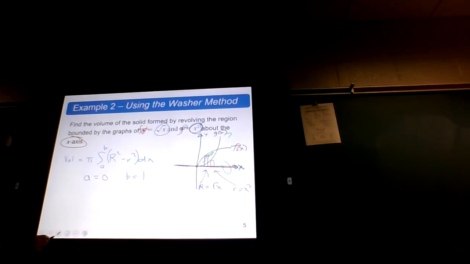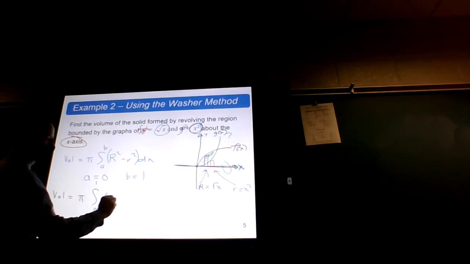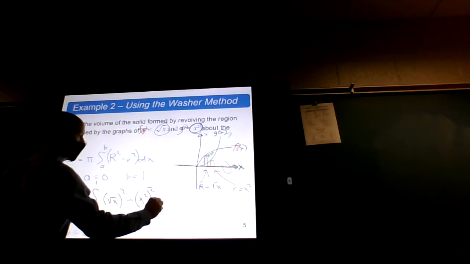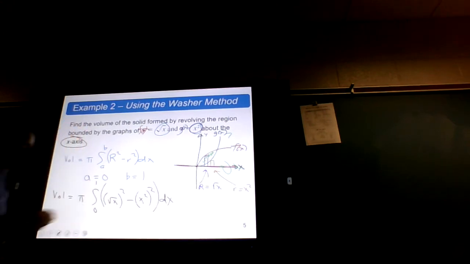Okay, so let's go ahead and work it out. Let's do it in black. So the volume is going to be pi times the integral from 0 to 1 of big R squared. Now, big R is the square root of x, squared, minus little r, which is x squared, squared, dx. There's my integral.